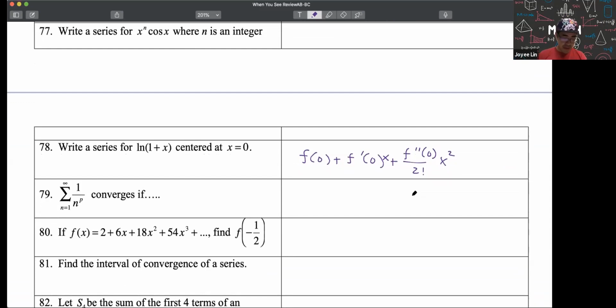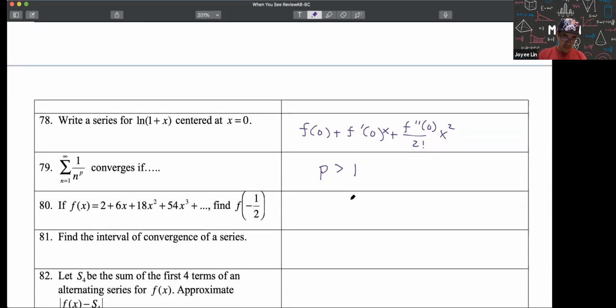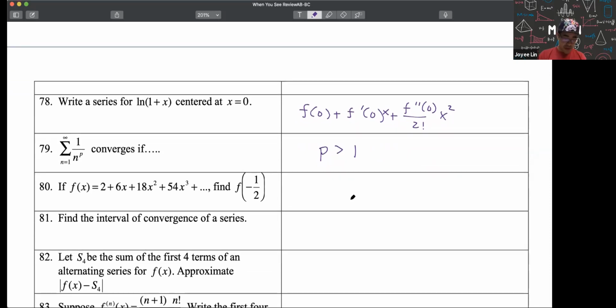79 is easy, right? That integral converges if p is greater than 1. What about 80?